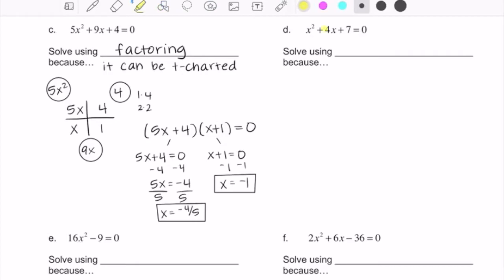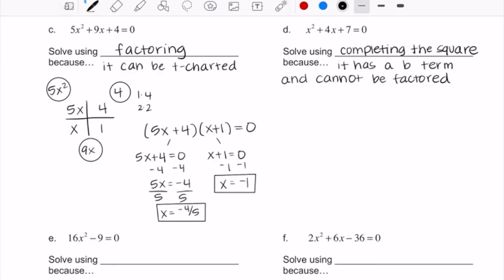So example D has a b term, and it's an even number. This equation cannot be factored, and so because the b is even, I'll solve by completing the square. Again, helpful to point out here that you could solve using the quadratic formula, but completing the square will be a faster way of solving it.